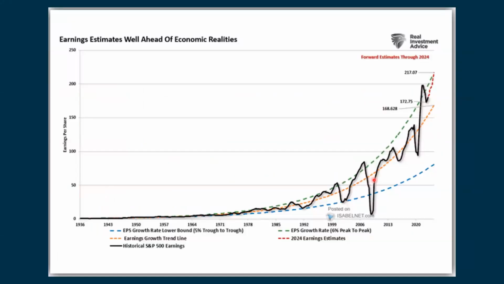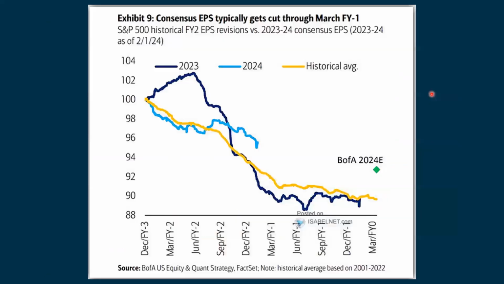Here's another way of looking at earnings, also put up by Real Investment Advice. This just says that earnings estimates are well ahead of economic realities, and that's what we've been seeing. Whenever analysts come out and project earnings higher, and when they take those together for the S&P and they are looking better going out into the future, that justifies stock prices going up. And that's kind of what's being measured right here on this chart, just showing that maybe we're getting a little out of hand with the earnings estimates.